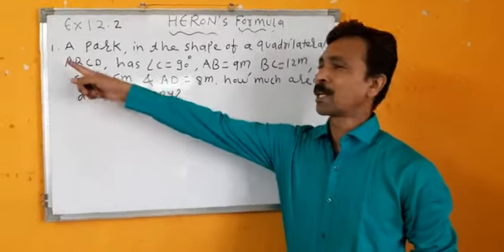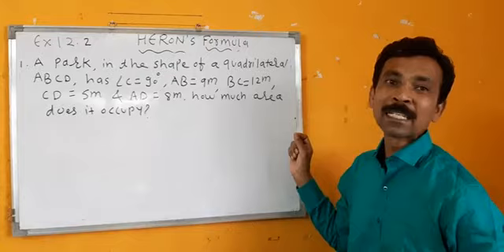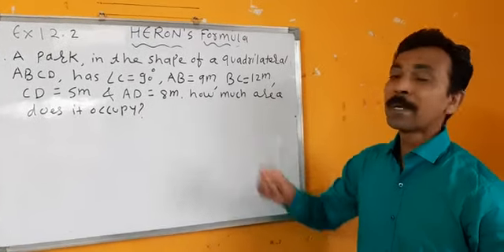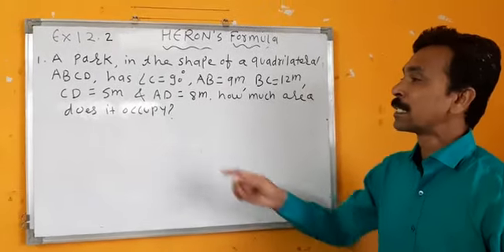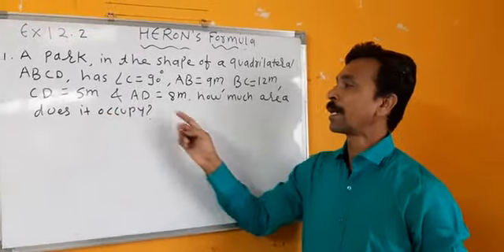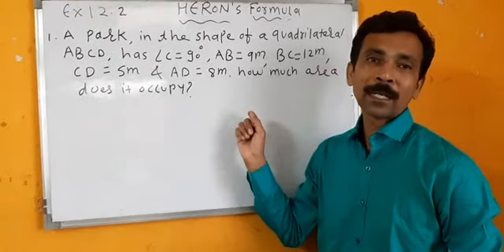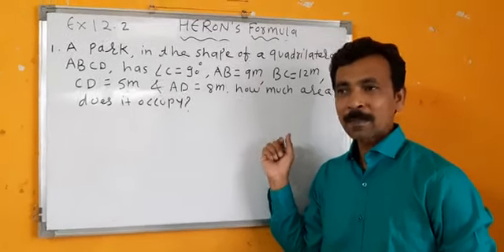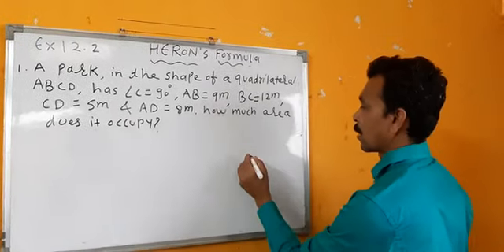Exercise 12.2, question number 1. A park in the shape of a quadrilateral ABCD has angle C is equal to 90 degree, AB is equal to 9 meter, BC is equal to 12 meter, CD is equal to 5 meter and AD is equal to 8 meter. How much area does it occupy? Here also we have to find the area of triangles, but as it is quadrilateral, there will be two triangles. Let's see how.